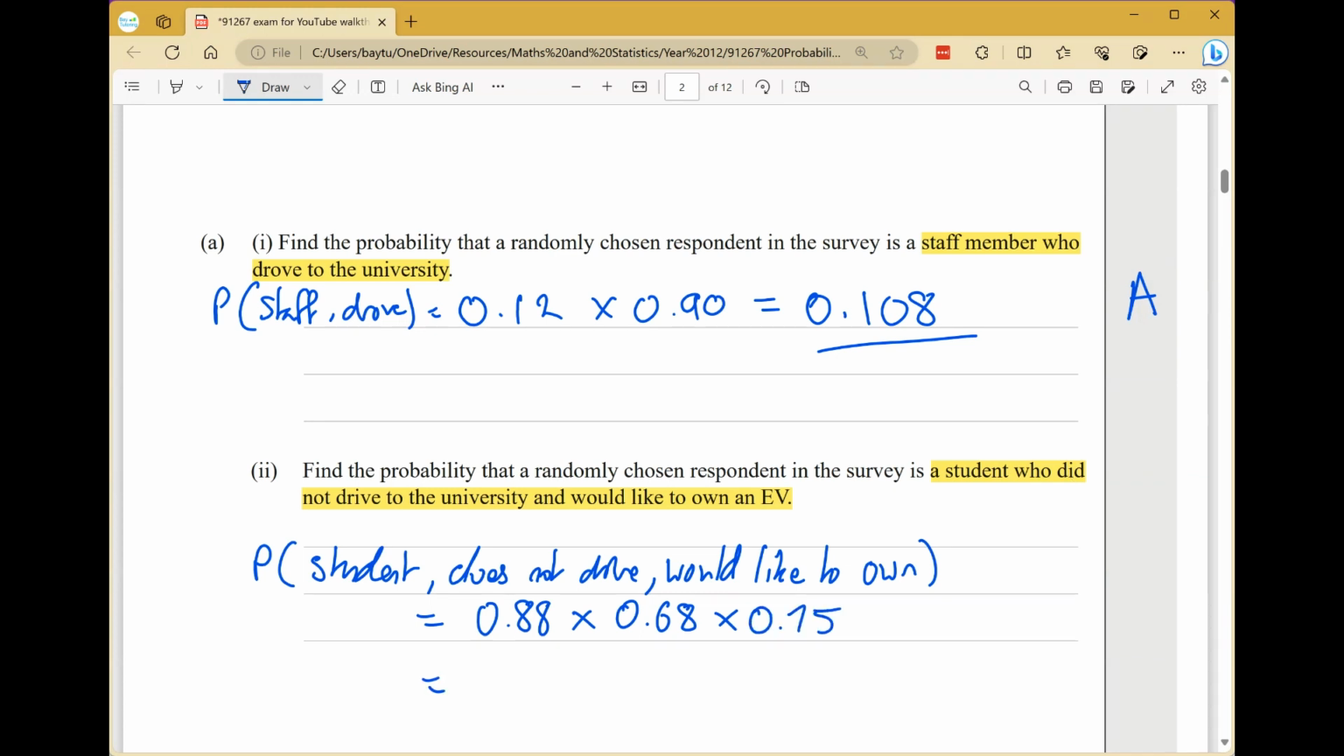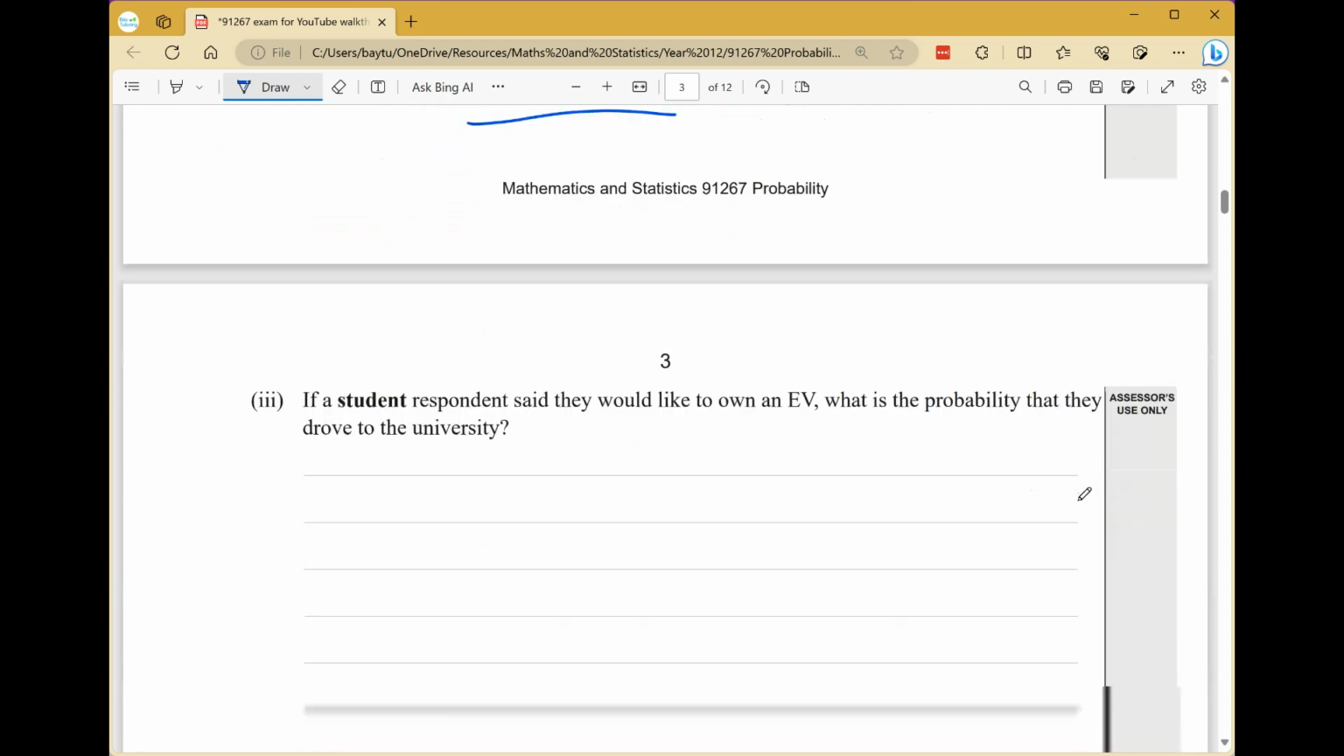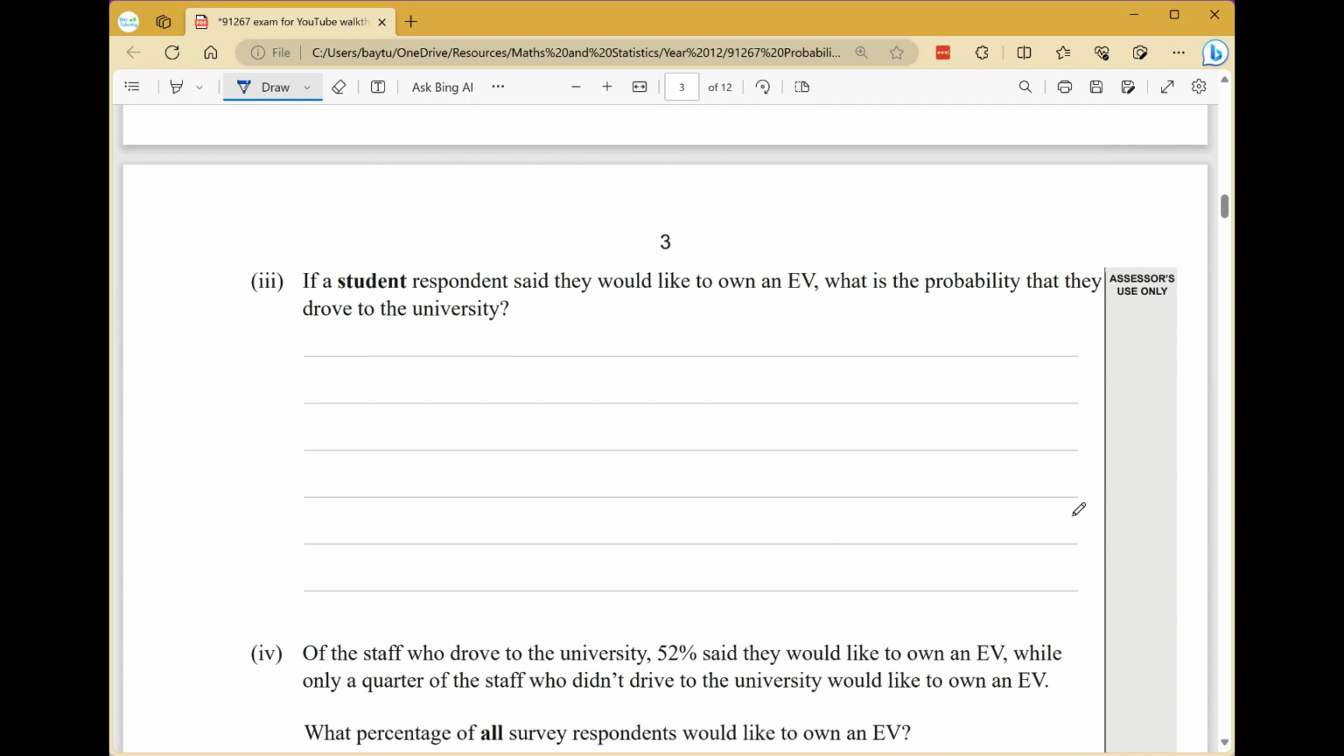Okay, so 0.88 times 0.68 times 0.75 equals 0.4488. And that is the answer for that question, and that is also an achieved question. So those are the two achieved parts of question 1 done. Let's go on to part 3, which will be a merit question.